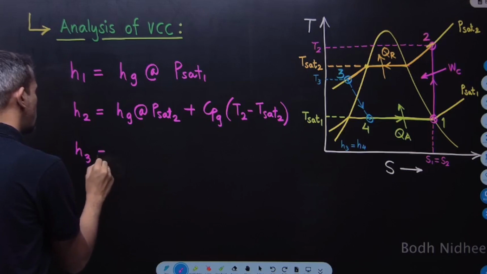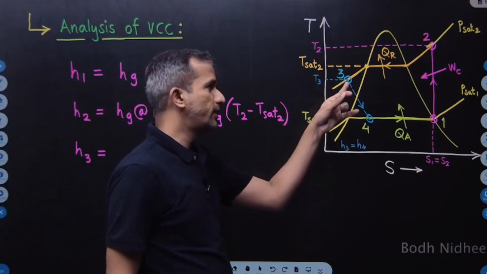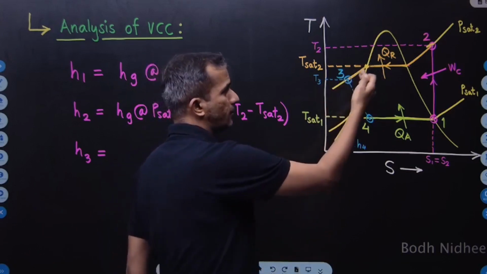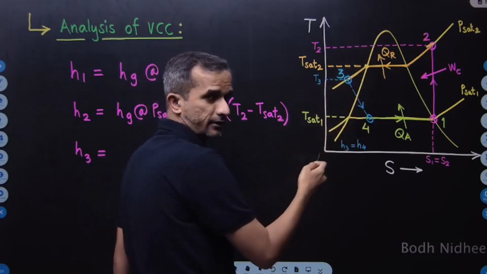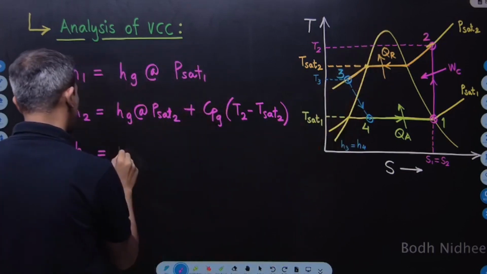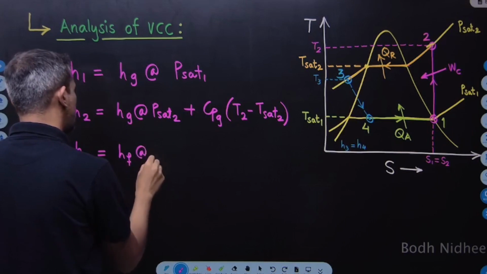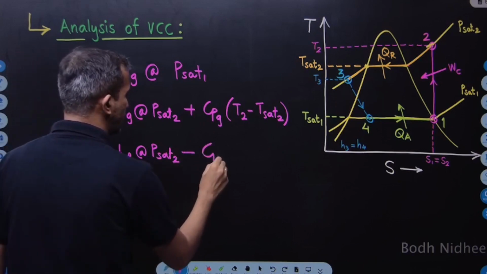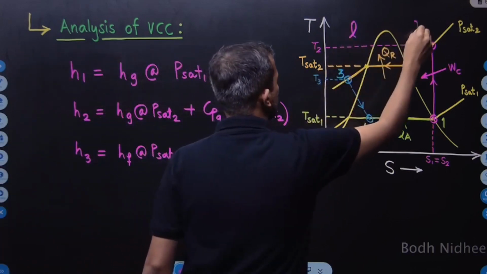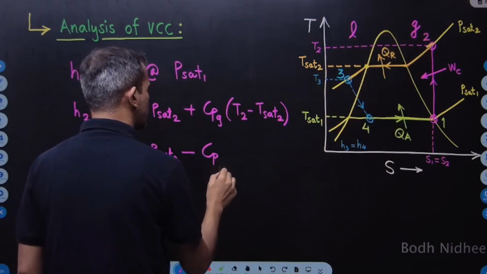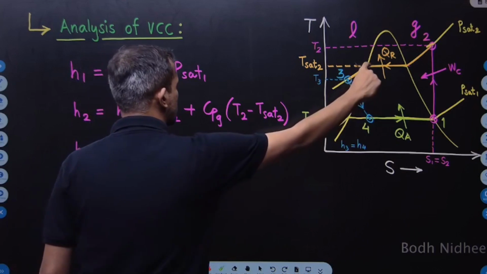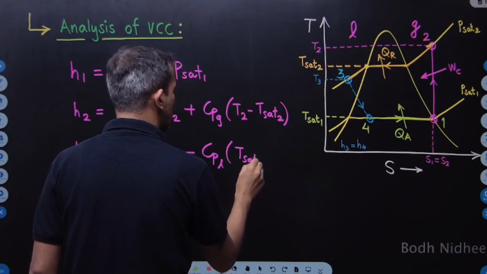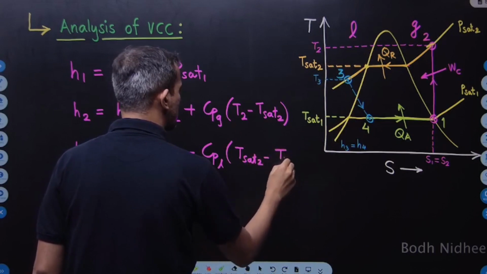Next is H3. H3 is in the subcooled zone. So how do we find H3? It is Hf minus Cp delta T, because it is on the backside of the saturated liquid line. So previous to the Hf, that is why Hf at the higher pressure line Psat2. From this Hf we have to subtract Cp of liquid, because this is the liquid zone, this is the gaseous zone. So Cp of liquid into delta T, the degree of subcooling, Tsat2 minus T3, higher temperature minus lower temperature.